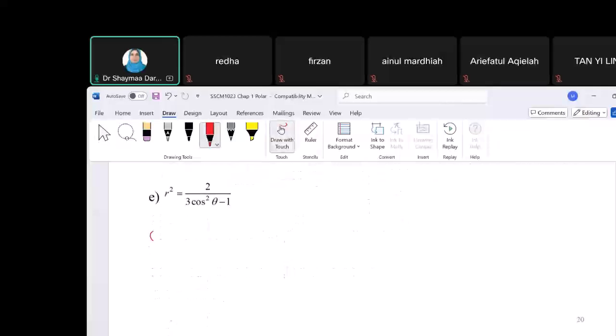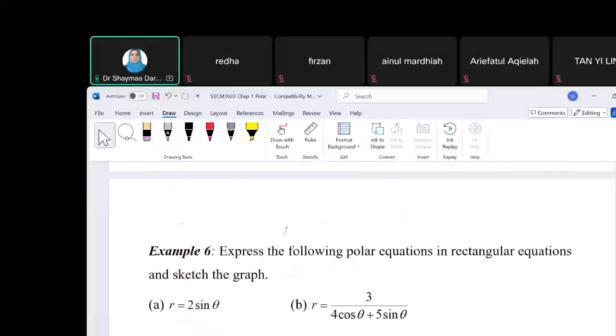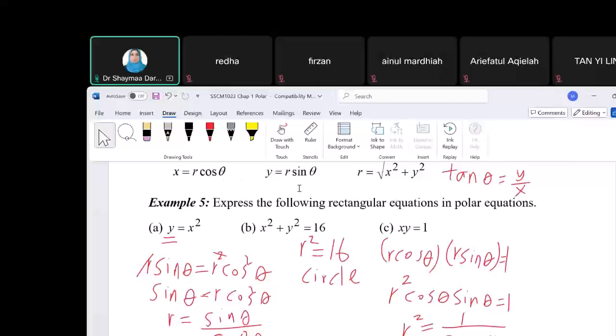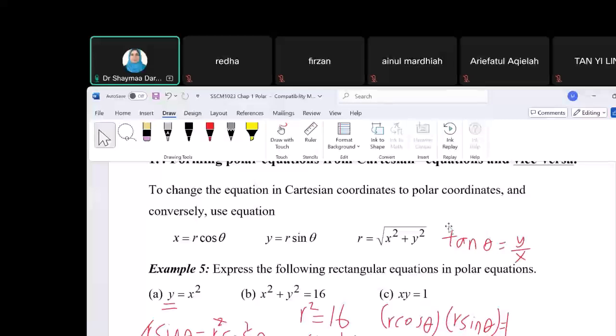Now this one is polar, I need to convert it to Cartesian using the four relations: x equal to r cos theta, y equal to r sin theta, r square equal to x square plus y square, tan theta equal to y over x.